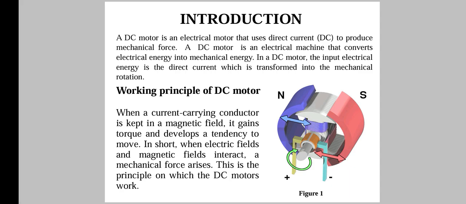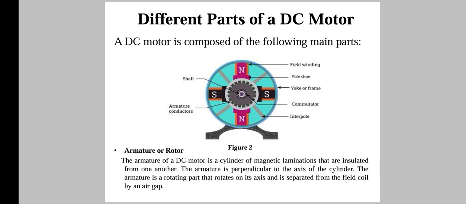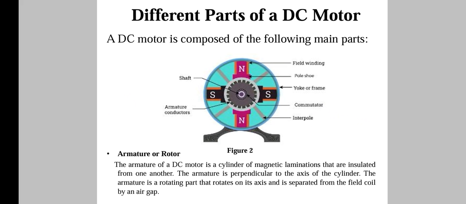Whenever any current carrying conductor is placed inside a magnetic field, due to the interaction between the magnetic field and the electric field, one force is exerted on it. This force is called the Lorentz force. Due to this force, one torque is generated, and this torque leads the motor to rotate. Here you can see in the construction we have some field winding and some armature conductors. Let us focus first on these two.